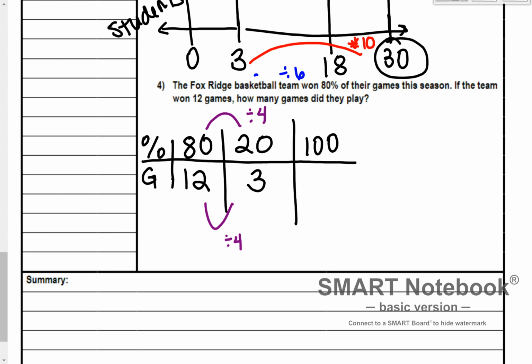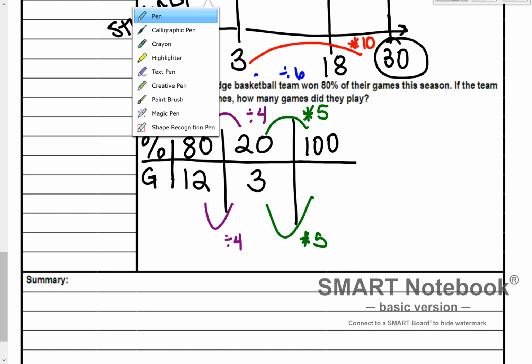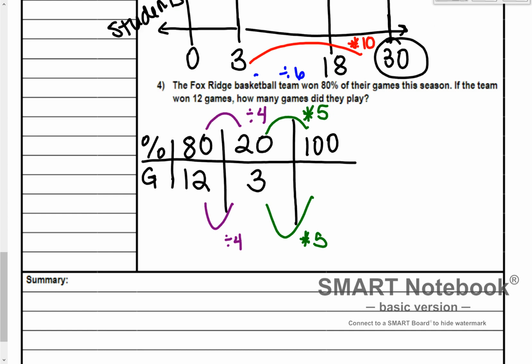Last step, I have to get that 20% up to 100. 20, 40, 60, 80, 100. That would be 5 times. Same thing on the bottom. Multiply by 5 on the top. Multiply by 5 on the bottom. This would be a 15. That would be our final answer. So they would have 15 games total.